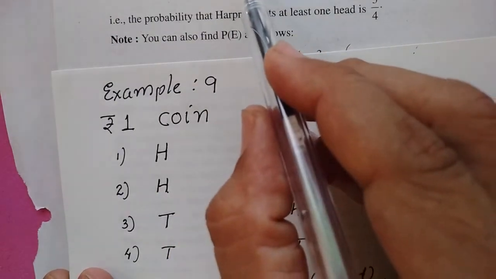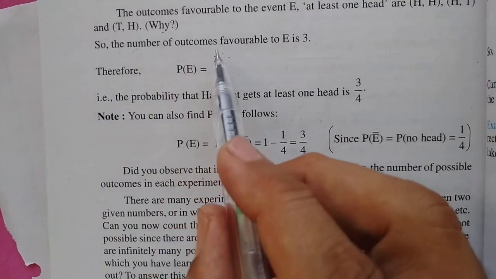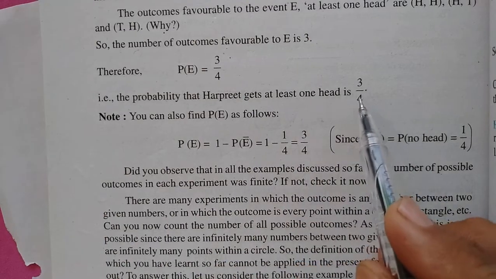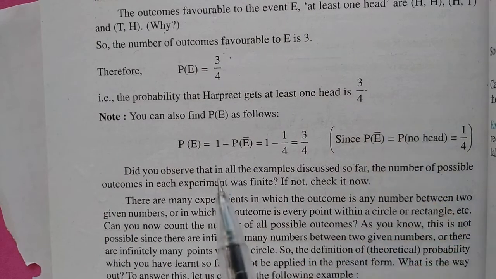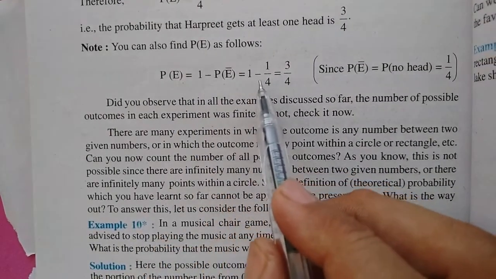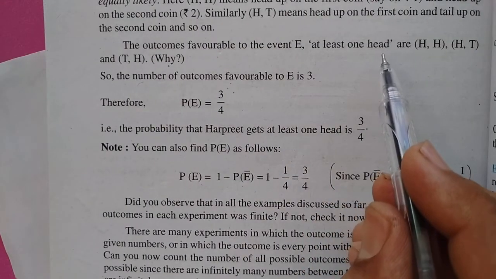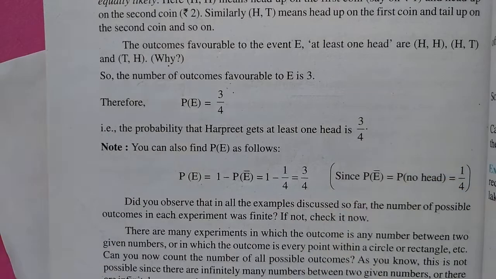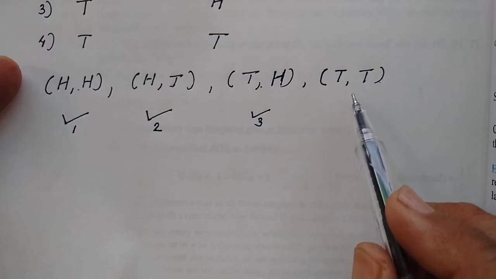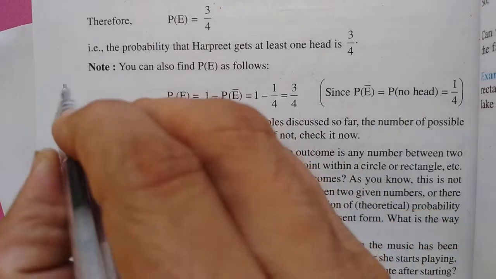P of E equal to 3 by 4. Okay, this is P of E equal to 3 by 4. The probability that Harpreet gets at least one head is 3 by 4. You can also find P of E as follows. P of E equal to 1 minus P, 1 minus 1 by 4, 3 by 4. Suppose at least one head. So if it is not there one head, then this is the result. No head. So no head is 1 time, so 1 by 4. So 1 minus 1 by 4, 3 by 4. This is additional part, children.